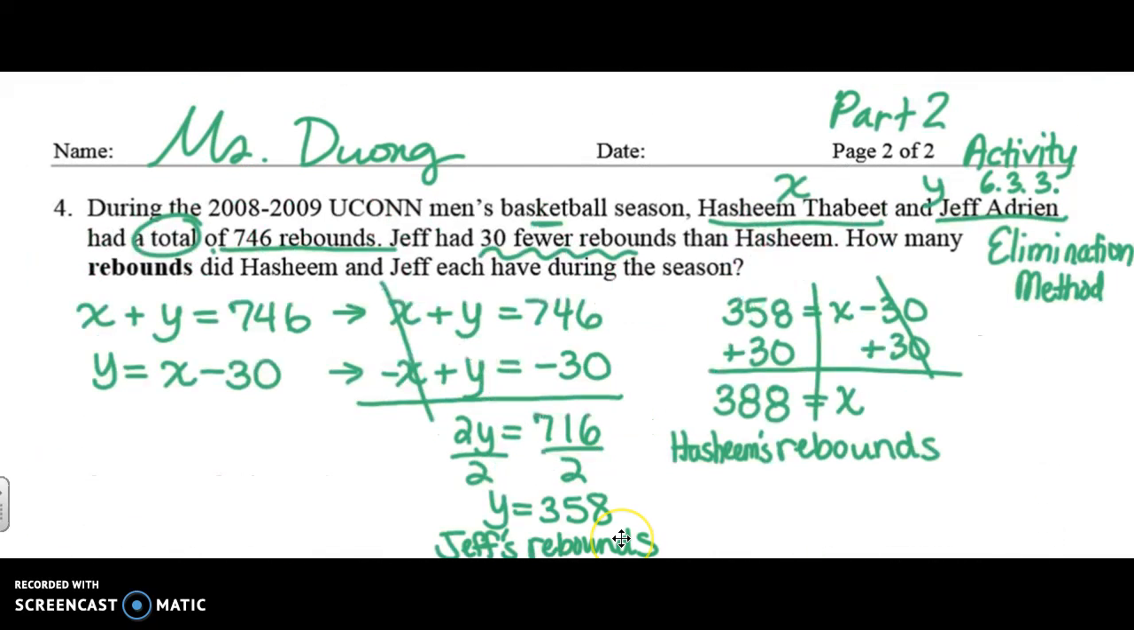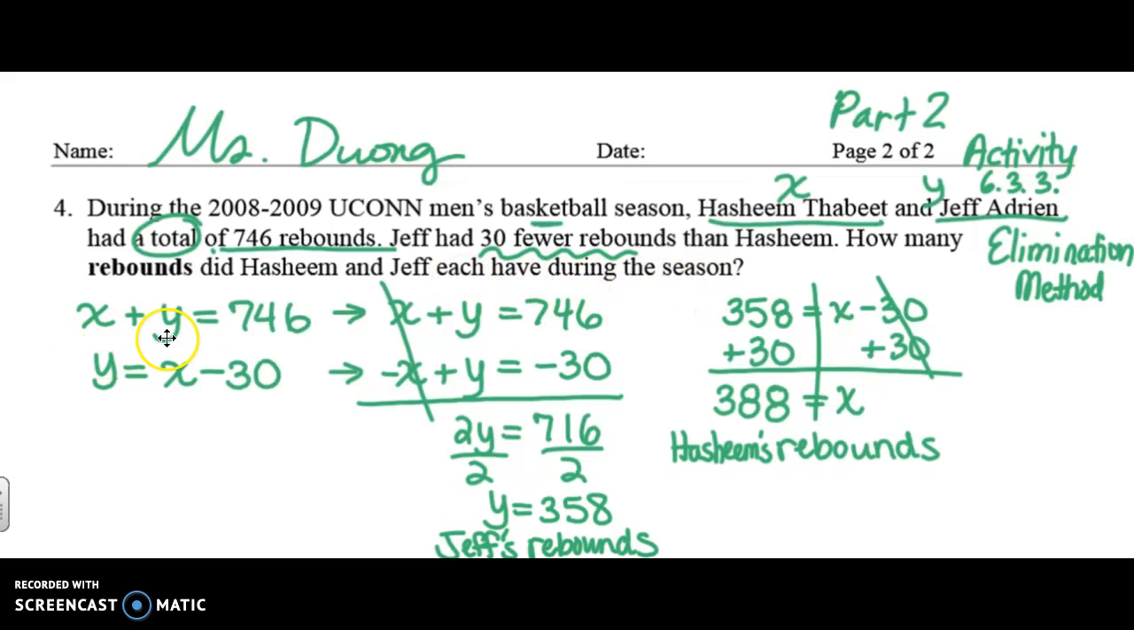Okay, during the 2008-2009 UConn men's basketball season, Hashim Thabit and Jeff Adrian had a total of 746 rebounds. Jeff had 30 fewer rebounds than Hashim. How many rebounds did Hashim and Jeff each have during the season?